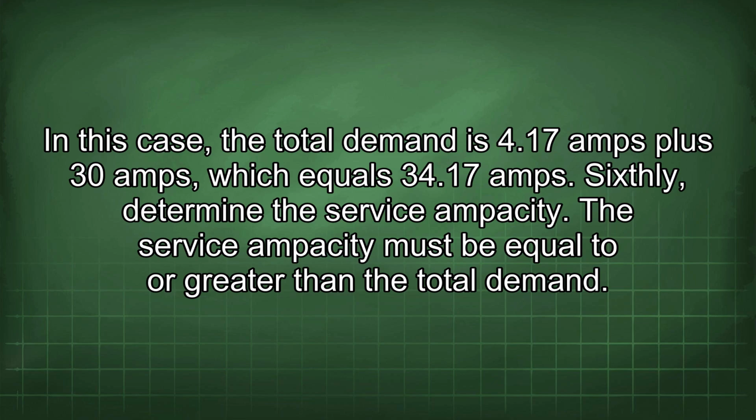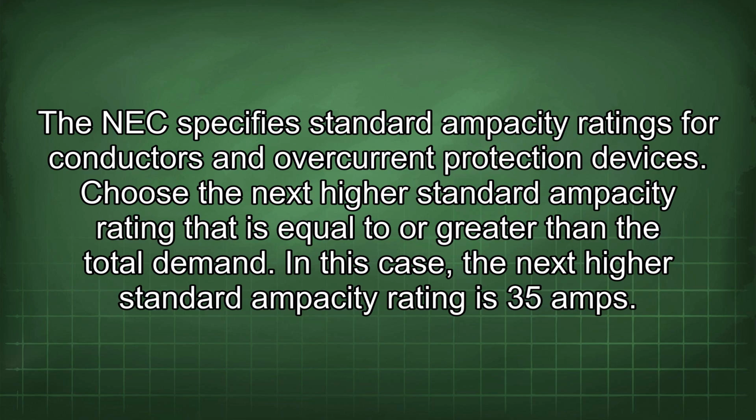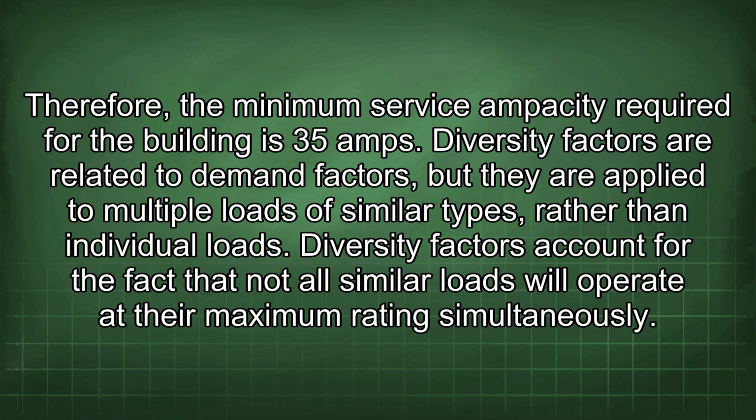Sixthly, determine the service ampacity. The service ampacity must be equal to or greater than the total demand. The NEC specifies standard ampacity ratings for conductors and overcurrent protection devices. Choose the next highest standard ampacity rating that is equal to or greater than the total demand. In this case, the next higher standard ampacity rating is 35 amps. Therefore, the minimum service ampacity required for the building is 35 amps.